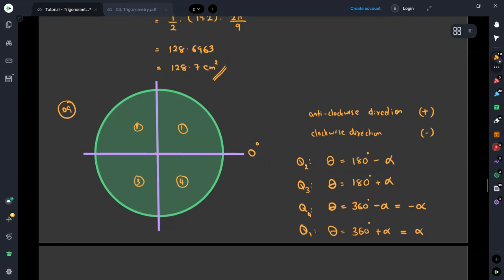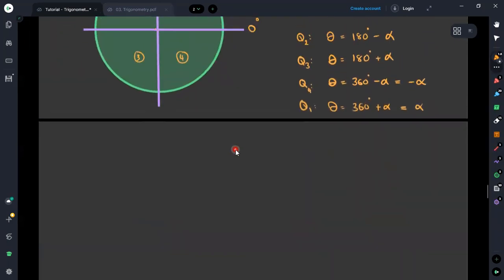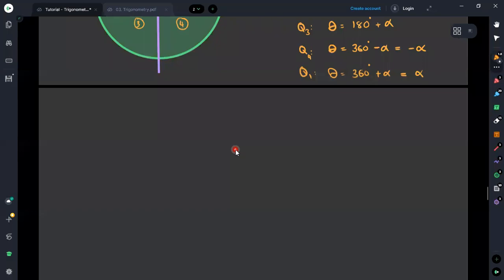Now we will see what we have to discuss under question number 9. In the first part, we are asked to find the value of sine of 253, then cosine of 253, and tangent of 253. This is what they are asking us to find out.